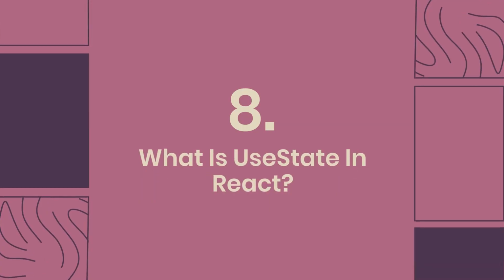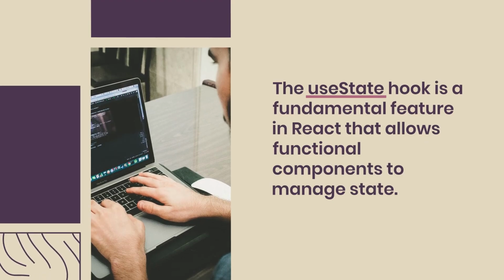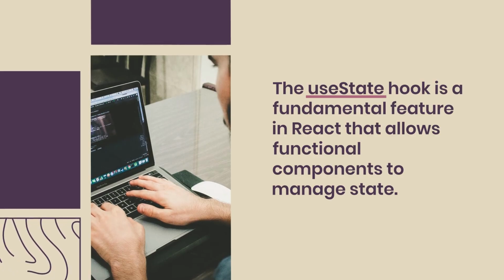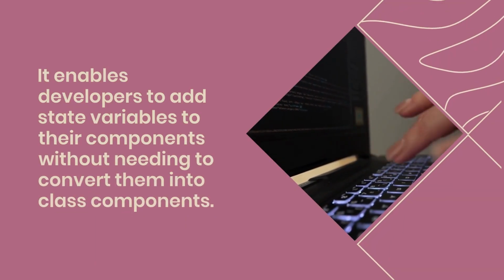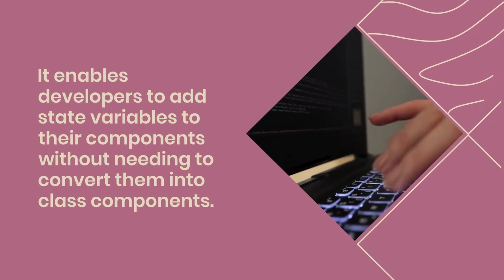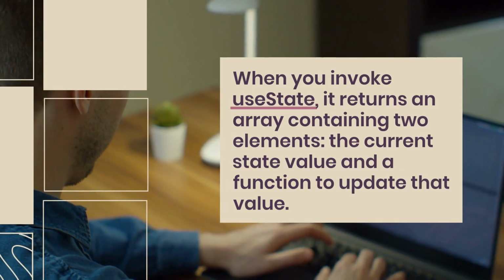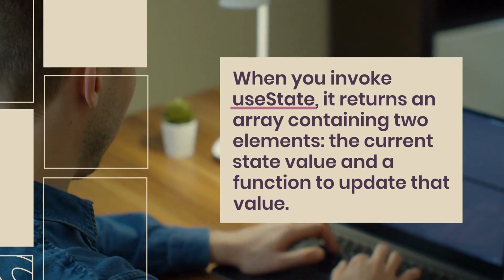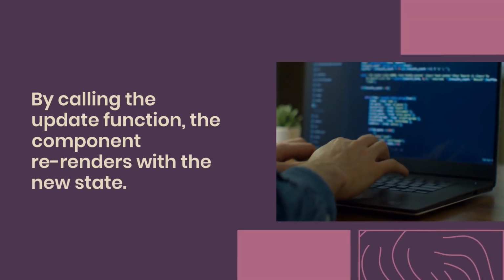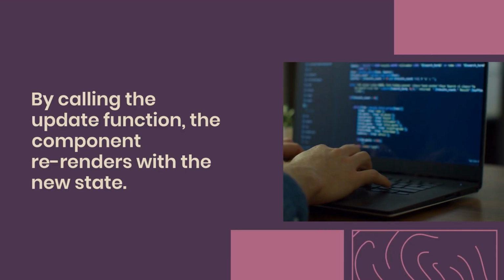8. What is useState in React? The useState hook is a fundamental feature in React that allows functional components to manage state. It enables developers to add state variables to their components without needing to convert them into class components. When you invoke useState, it returns an array containing two elements, the current state value and a function to update that value. By calling the update function, the component re-renders with the new state.